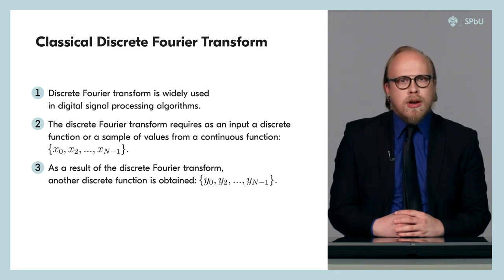For example, we have some function of time, x of t, and if we take the values of the function at the initial time and at the first second, at the second and the third, and so on, then we will get sampled values of that function, x0, x1, and so on, up to xn minus 1. That is a discrete function. The number of intervals n in this case is chosen constant.